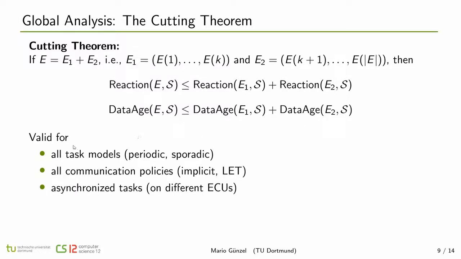And as this is valid for all different task models, so periodic or sporadic, and all communication policies, so implicit or logical execution time or any other, and even for asynchronous tasks which are on different ECUs, we can use this to extend any local analysis to global analysis. So we just cut it into pieces where we can then use our local analysis and get by this a global analysis.